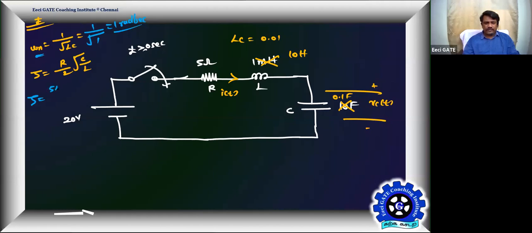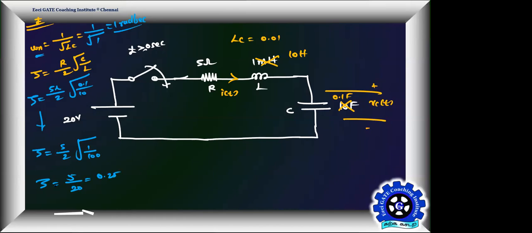R is 5 ohms divided by 2 into root C by L, that is 0.1 divided by 10. So zeta becomes, the intention is to make it underdamped, 5 by 2 into root of 1 by 100. So zeta is going to become 5 by 20. 5 by 20 means 0.25. Getting everyone?